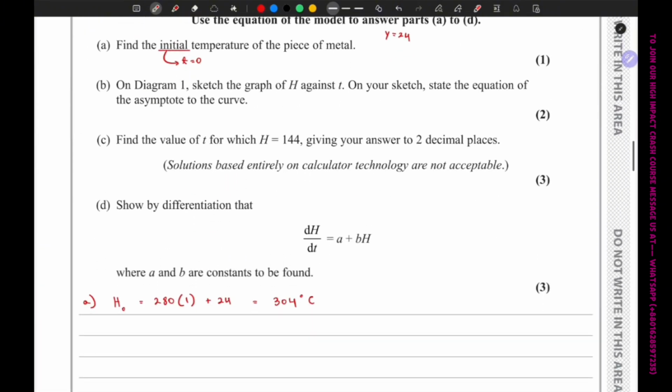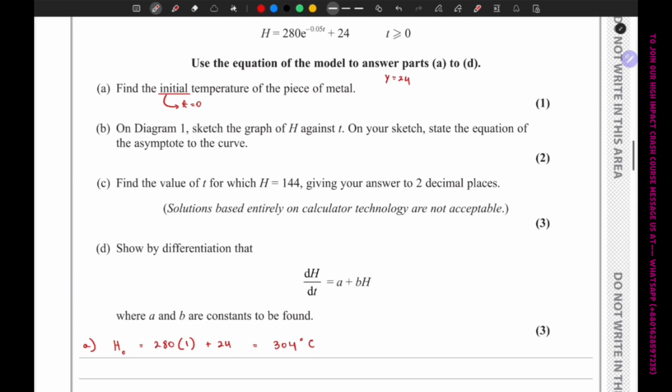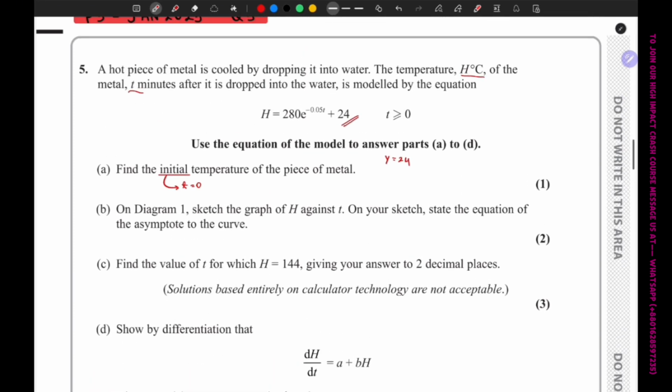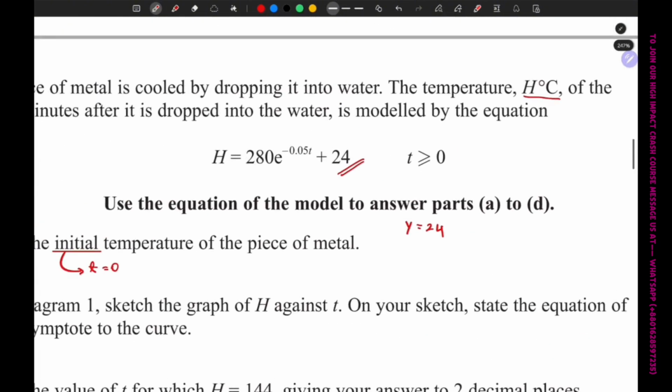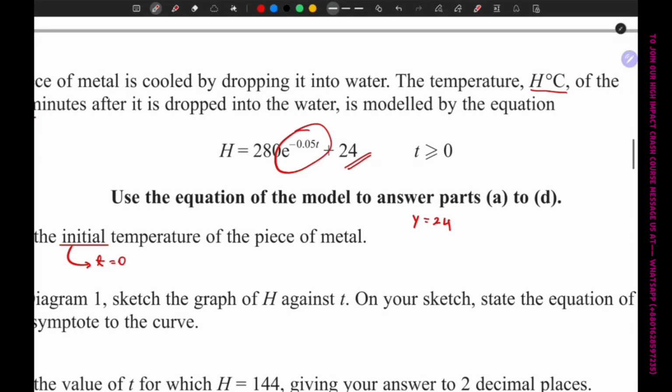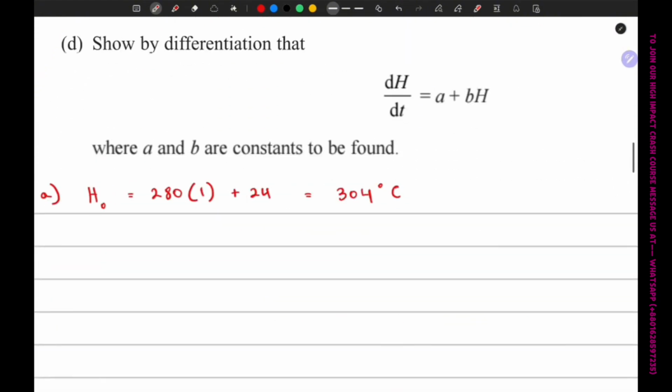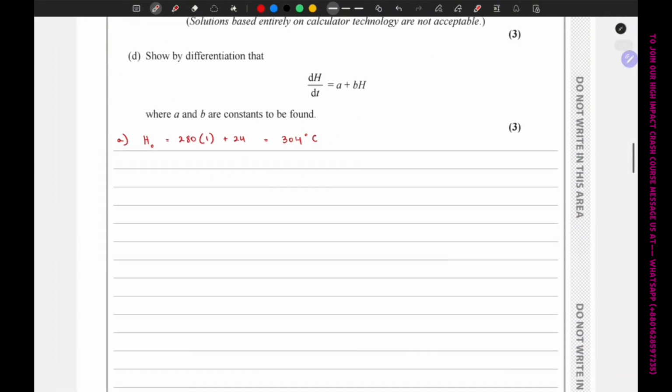Moving on to the next part, we need to show by differentiation that dh over dt is a plus bh. So basically we need to differentiate this equation. Using a formula, we know that the derivative of e to the power ax should give us a e to the power ax. So the derivative of this should give us negative 0.05 e to the power negative 0.05 t. So let me just show this to you.